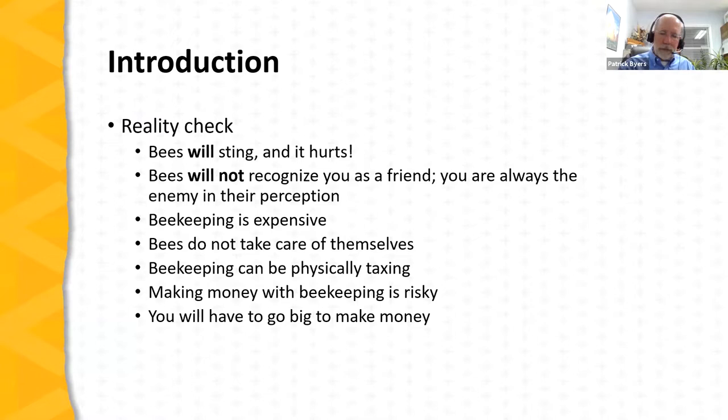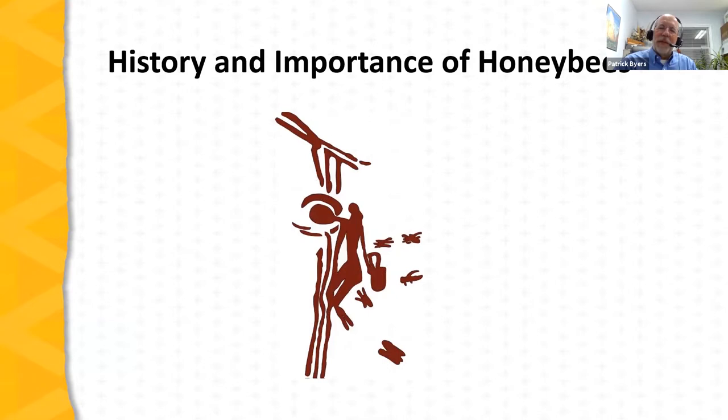Now let's talk a little bit about the history and the importance of honeybees. This is a very interesting picture here. This is actually a cave painting found in a cave in France, and it's believed to be one of the earliest depictions of a human harvesting honey. If you look at this with a bit of an abstract eye, you can see a person obviously clinging to a tree or perhaps to the side of a wall or a cliff, reaching into something and putting something into a container that they're holding. But what perhaps is most revealing are the objects flying around that person, which to my eye look like honeybees.